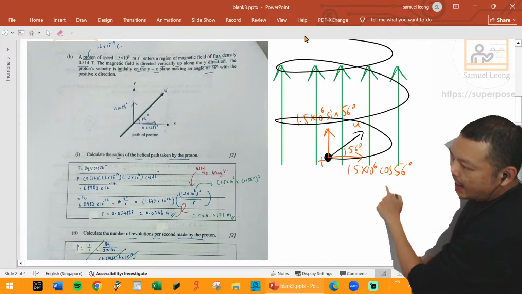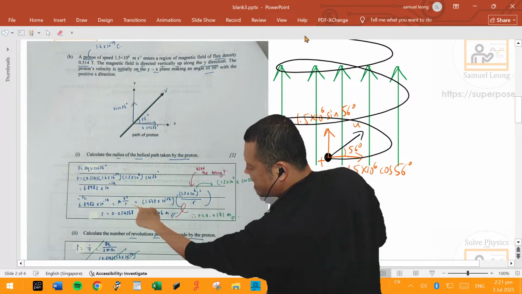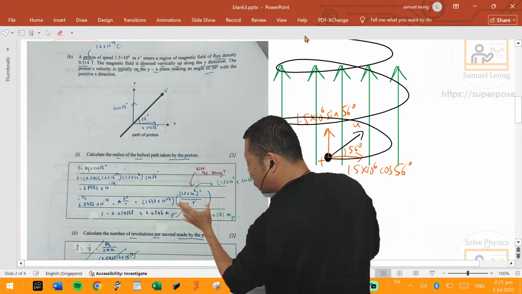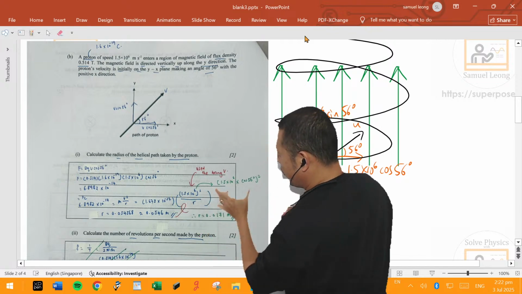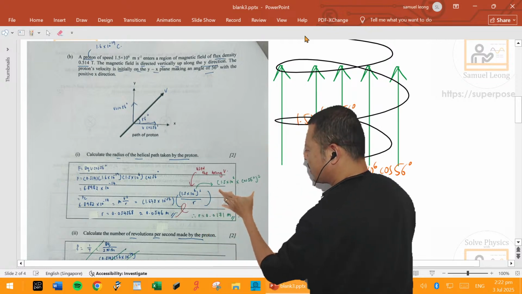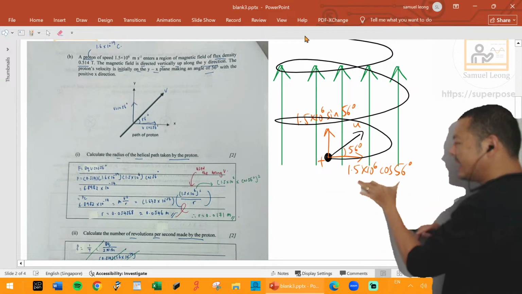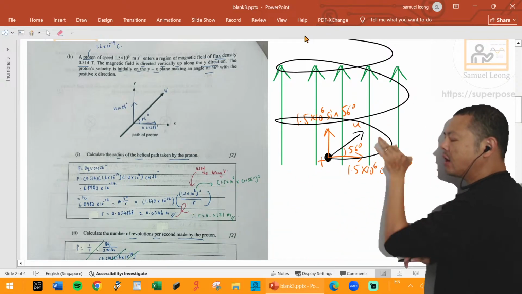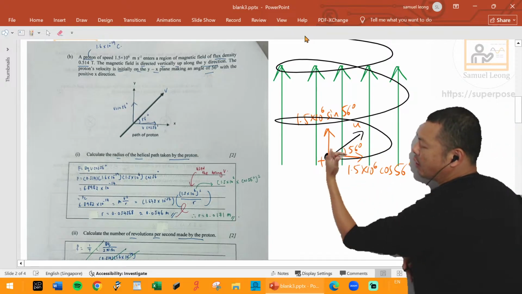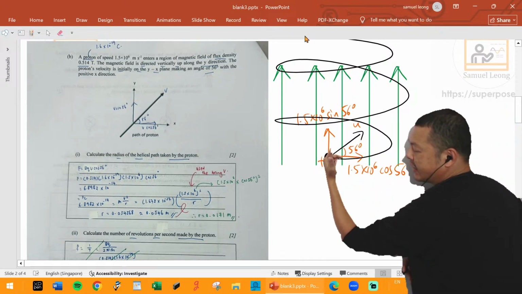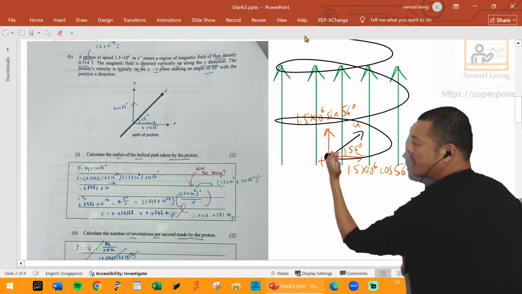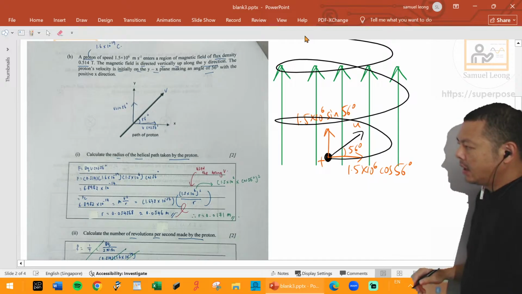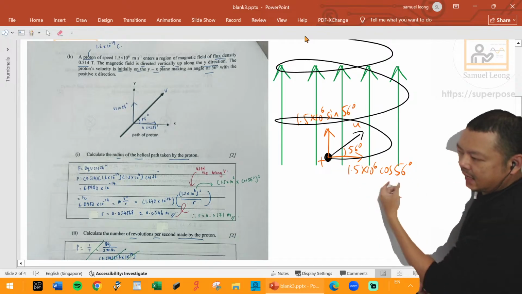So that's why when you try to sub in into mv squared over r, you literally had to use this, 1.5 times 10 to the power 6 times cosine 56 squared, this component inside here, because that's the component that gives you your circular motion. That's the component that's causing this middle finger here to point to the right. Okay, and then the particle will experience a force pointing out of the page. So yeah, that's exactly that.